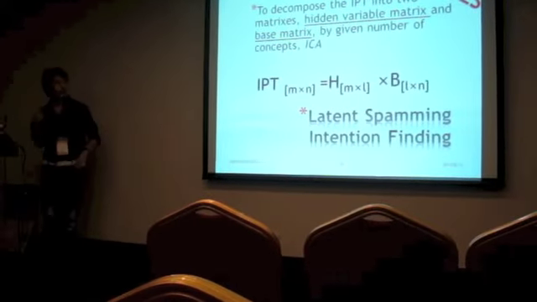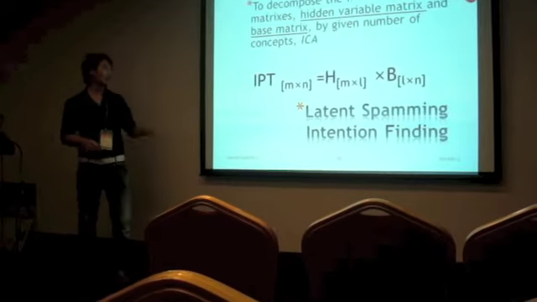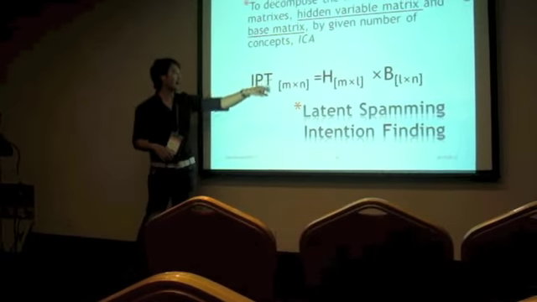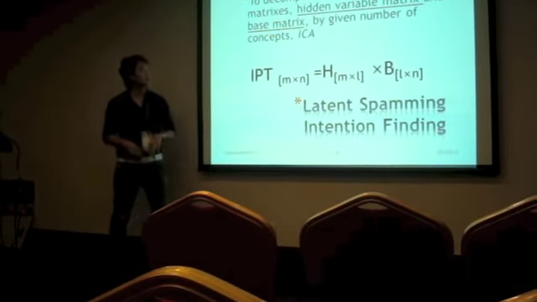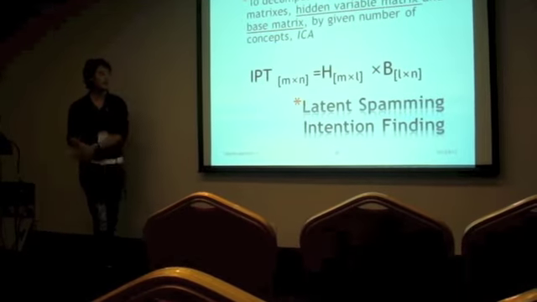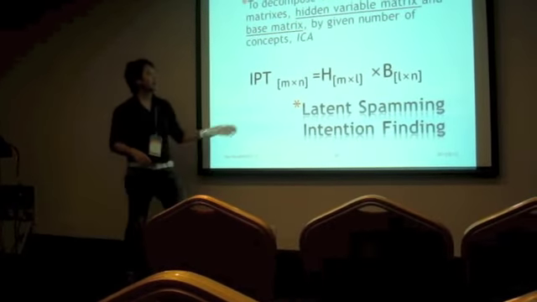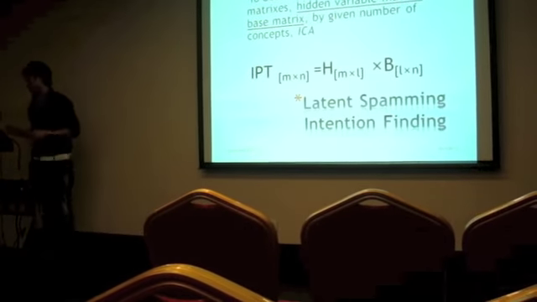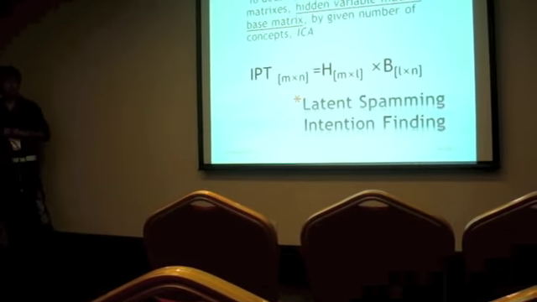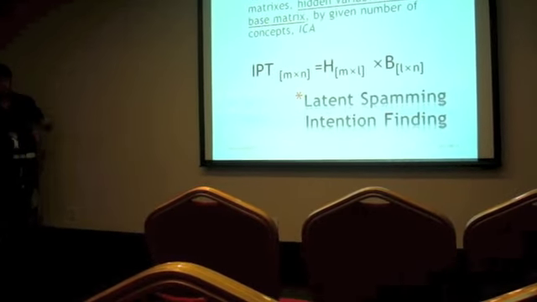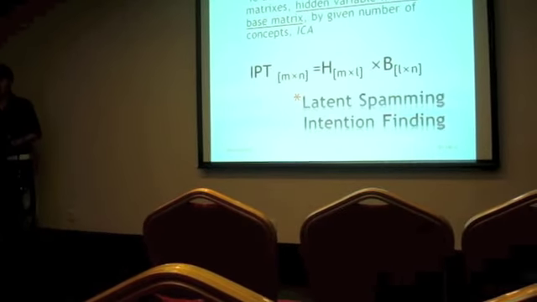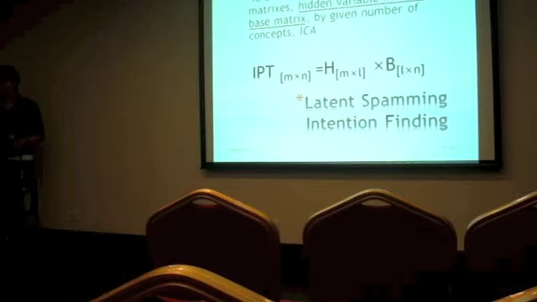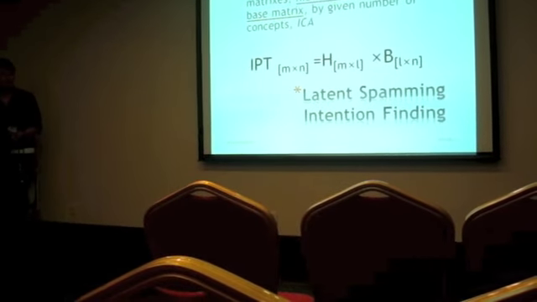With ICA, we can decompose the IPT matrix into the hidden variable matrix and the base matrix. We can use the hidden variable matrix as the critical concept to do clustering and classification, and we found the outliers through the H matrix.